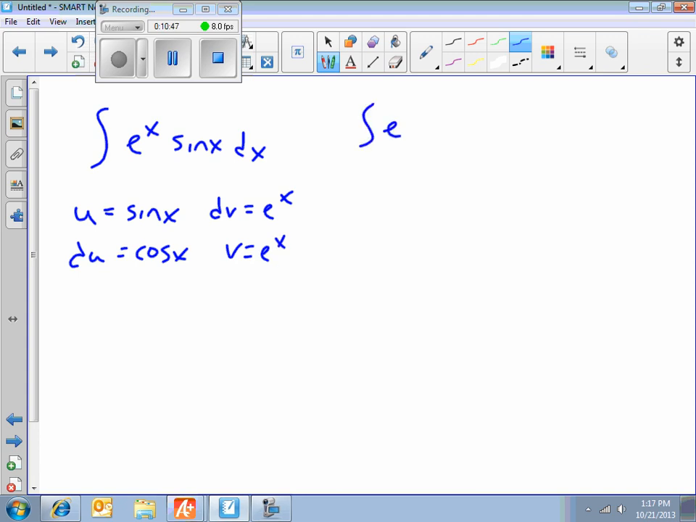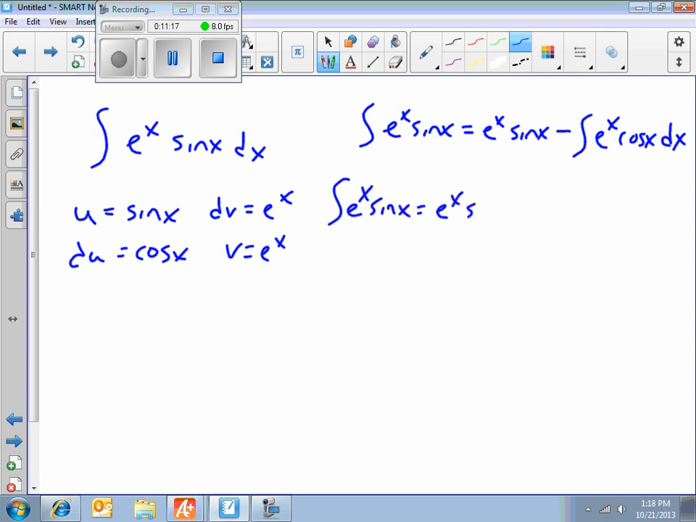So what I have is the integral of e to the x sine x is equal to uv, so e to the x sine x, minus the integral of v du, e to the x cosine x dx. Well, it looks like we have another integration by parts in here. So basically, I have the integral of e to the x sine x is equal to e to the x sine x minus, and let's do integration by parts again.